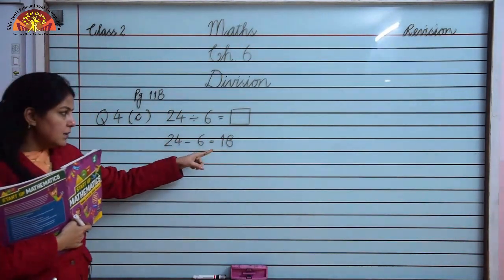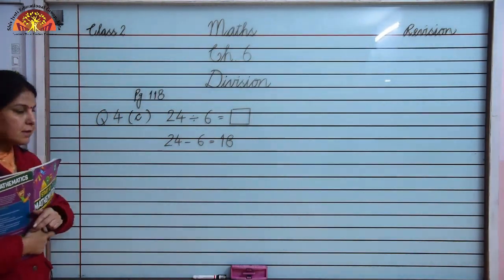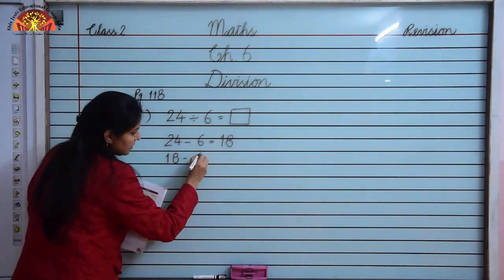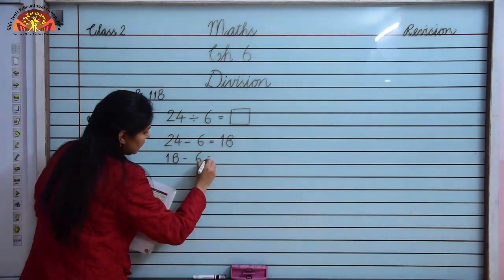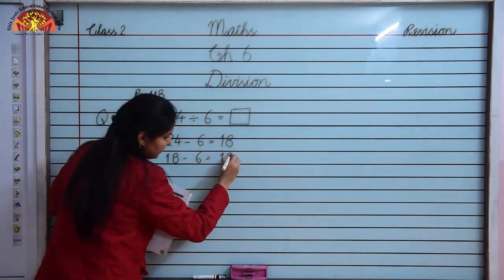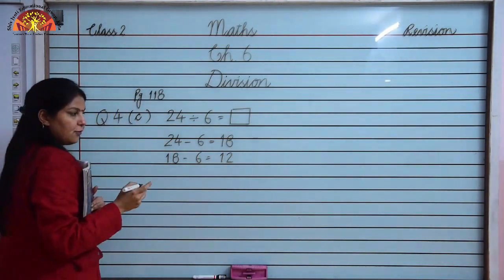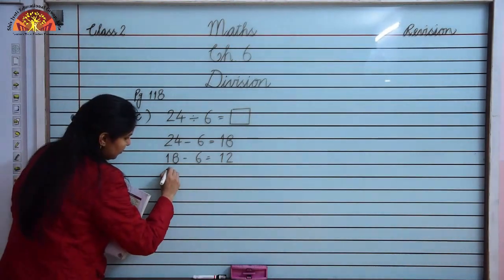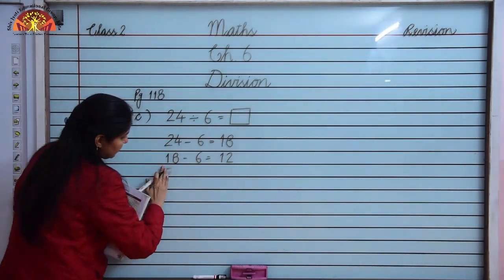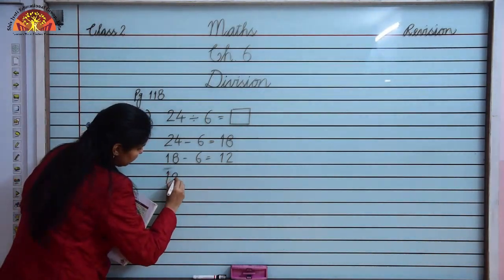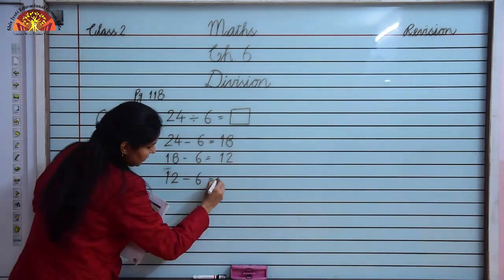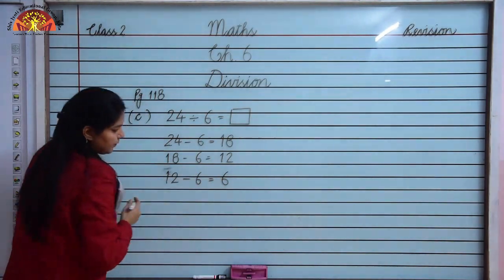Now from 18 again we will subtract 6. So 18 minus 6 is equal to 12. Now from 12 we will subtract 6. So 12 minus 6 is equal to 6.